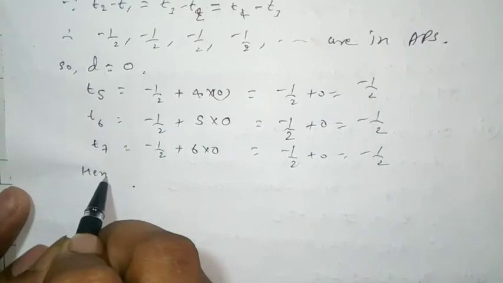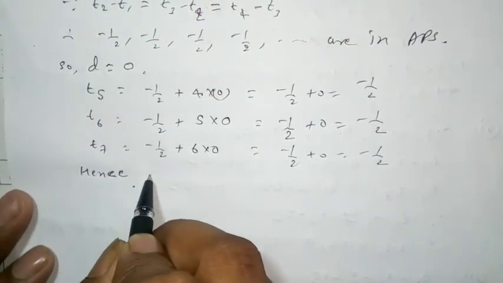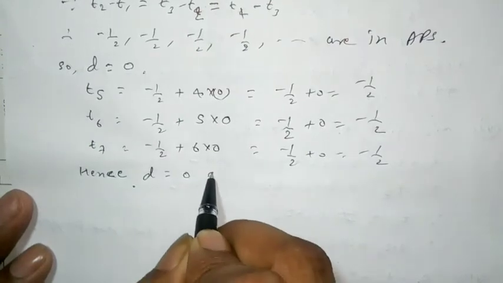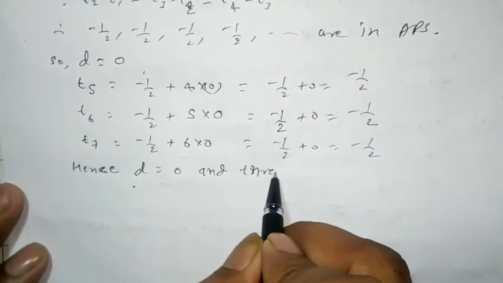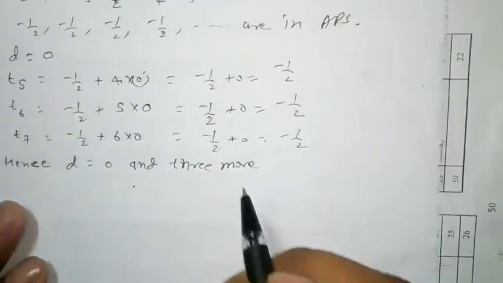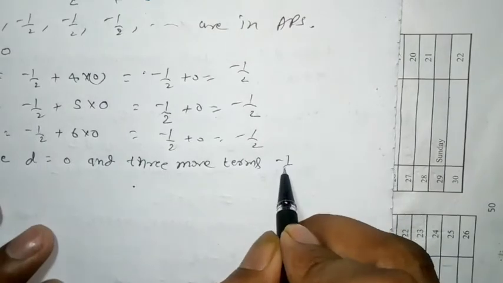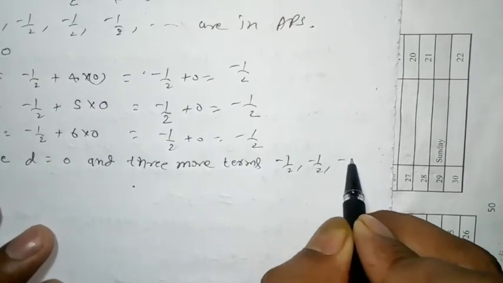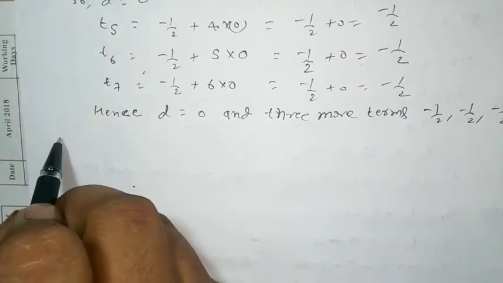Hence d is equal to 0 and the 3 more terms are minus 1 by 2, minus 1 by 2, minus 1 by 2. Answer. Now question number 9.